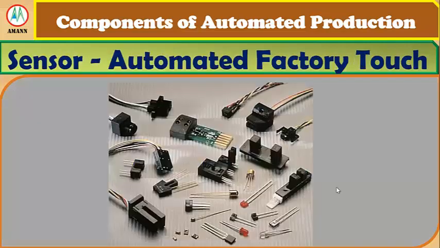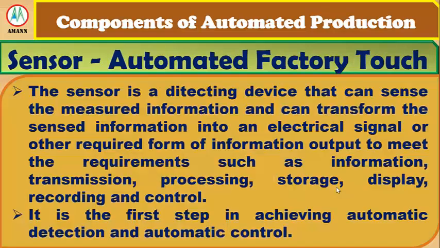Then we have sensor, the automated factory touch. The sensor is a detecting device that can sense the measured information and can transform the sensed information into an electrical signal or other required form of information output to meet the requirements such as information transmission, processing, storage, display, recording, and control. It is the first step in achieving automatic detection and automatic control.